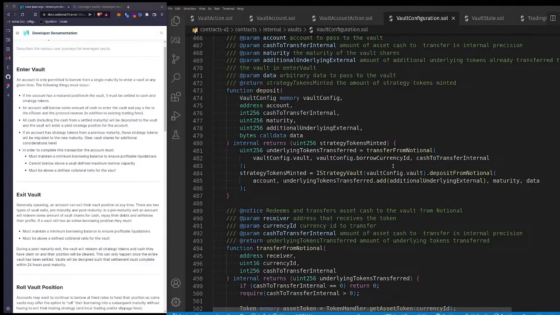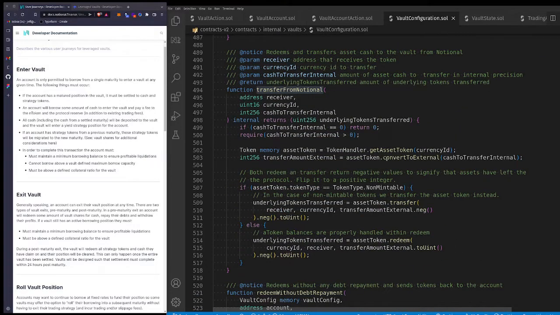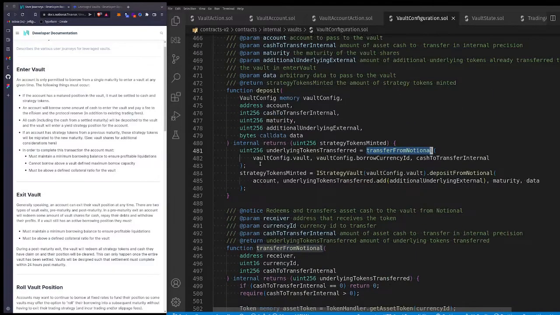So this method is fairly simple. All it does is transfer the borrowed cash from Notional, which is just a little bit of internal logic from the Notional side. And it's going to add the borrowed cash and the initial deposit in this method that's going to be called on this interface. So all vaults need to implement a particular interface and do particular things when this method is called. So it will return an accounting balance of the yield strategy tokens minted for this account.